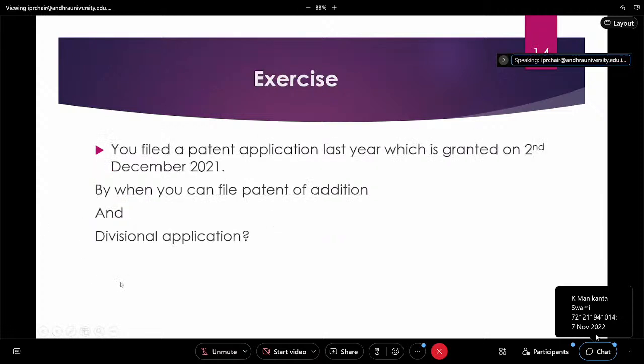So this is another one. You filed a patent application last year, which is granted on 2nd December 2021. By when can you file patent of addition and divisional application? I have to open the chat again. I'm waiting.